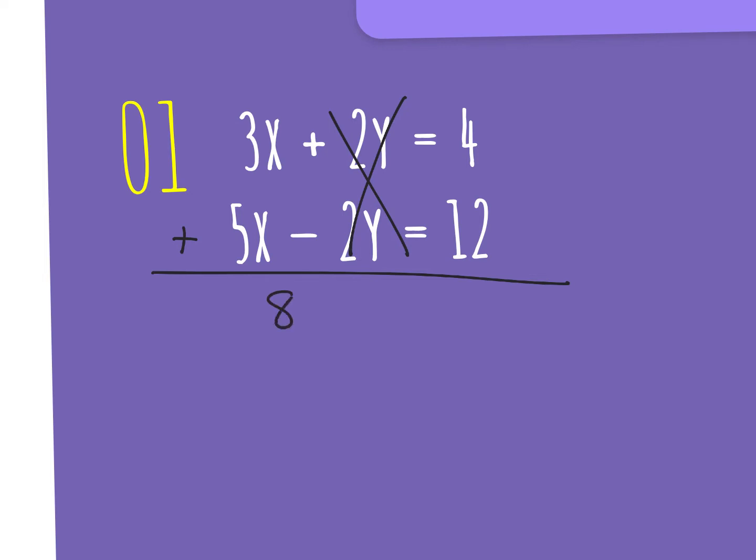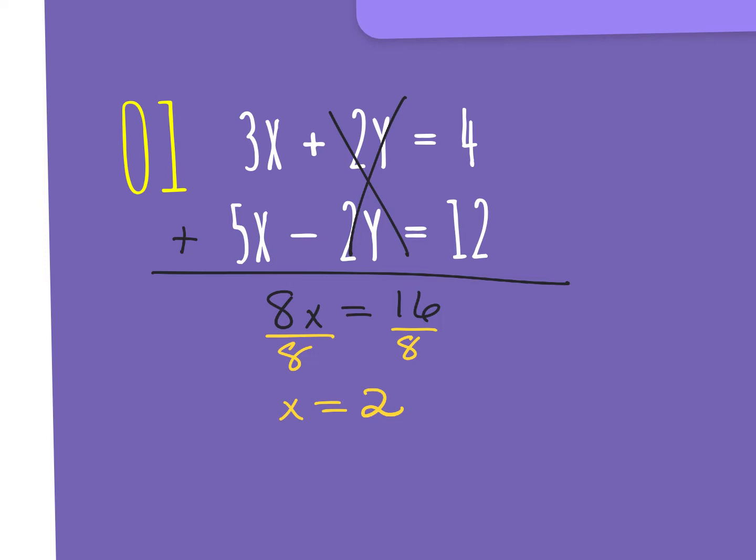I'm left with 3x plus 5x is 8x. 4 plus 12 is 16. And now I'm going to divide both sides by 8. And I get my first part of my ordered pair, x equals 2.